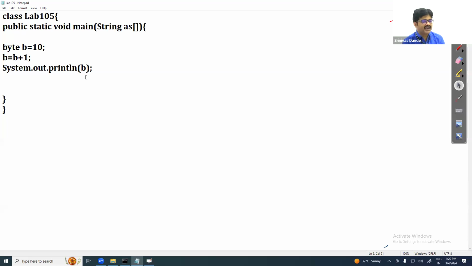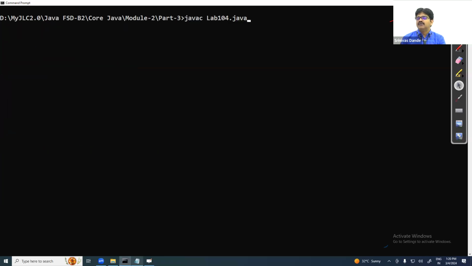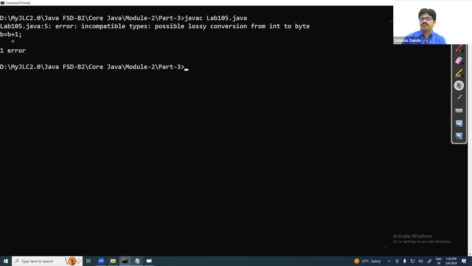Error: incompatible types, right? So you are clear on this. Because byte plus integer, one is the integer default, right? Byte plus integer is an integer. You are assigning an integer to a byte, higher to lower, a narrowing case, so explicit casting is required. So this gives a compile time error. Very good, guys. You got it. 105 gives the compile time error. Super. Done.